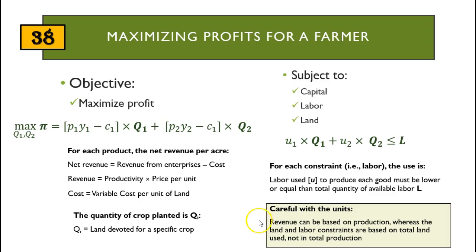Notice that we need to be careful with the units. Sometimes revenue can be based on production, whereas land and labor constraints are based on total land used, not in total production. Therefore, we need to ensure that every variable has the same units before solving this problem.